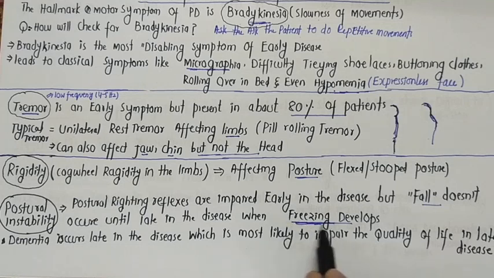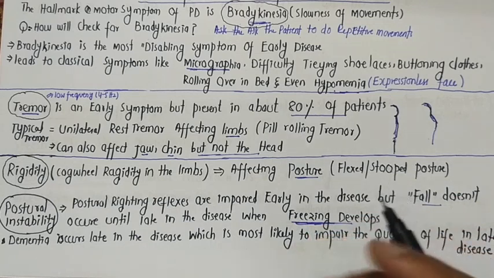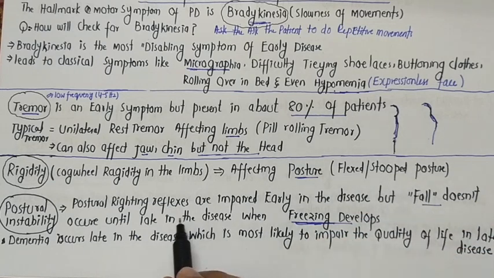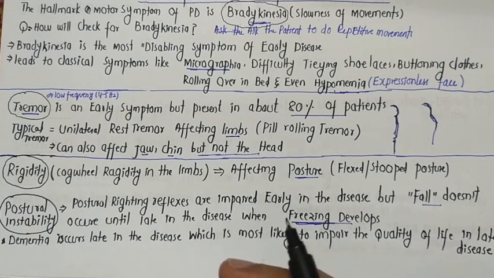So when this freezing develops and the patient is frozen, and the patient tries to start the movement, there is a high probability that the patient would fall. So falls are very common in late stages of the disease when freezing develops. In early disease, there is postural instability, but the risk of falls is not like that which exists in later stages of the disease.